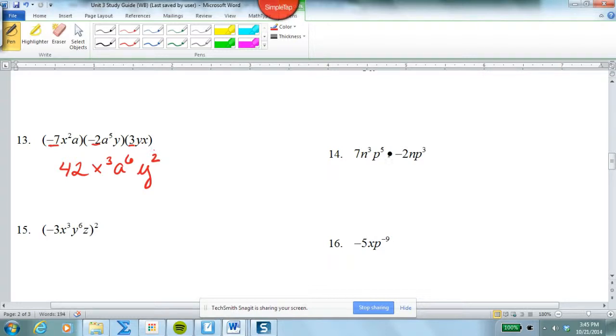Another product rule one on number 14 is 7 times negative 2 is negative 14. N to the 3rd times n is n to the 4th. P to the 5th times p to the 3rd. Add the exponents. P to the 8th.